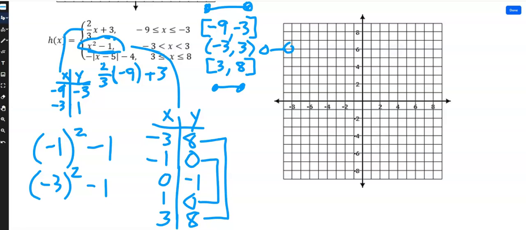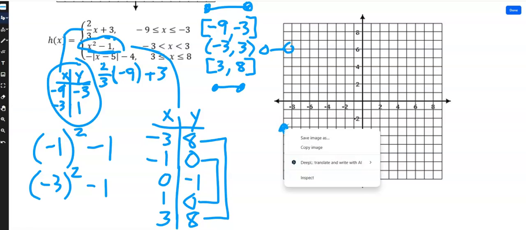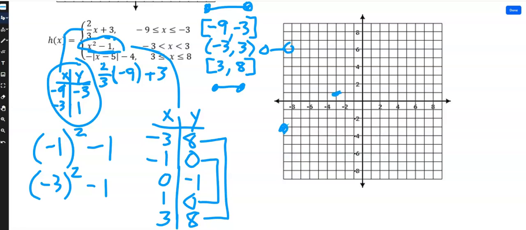So using the line in those coordinates on the left, -9, -3, closed. Okay. -3, +1, closed. Draw the line. Okay, so that's a line. Next one's a parabola, right? So -3, 8, open.